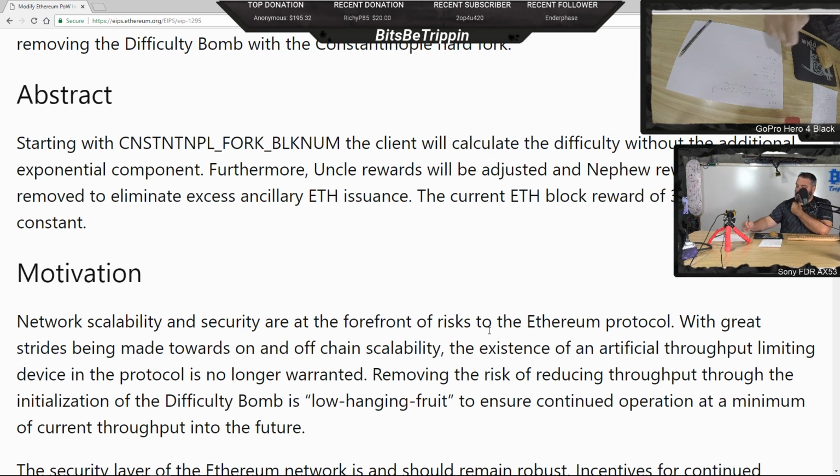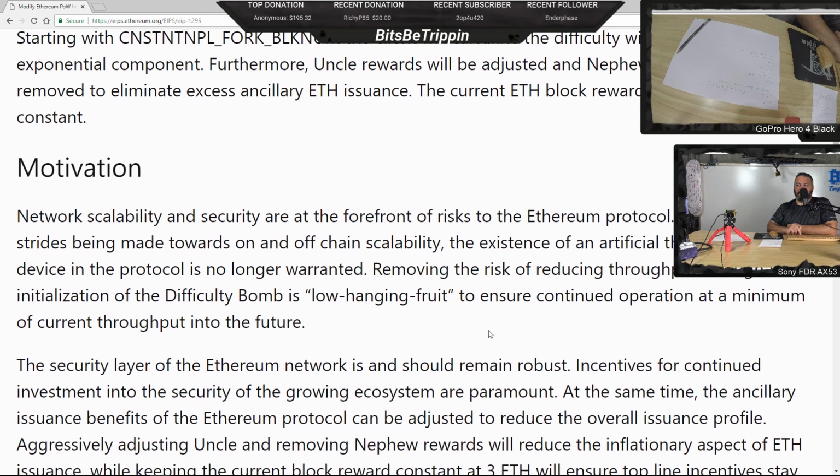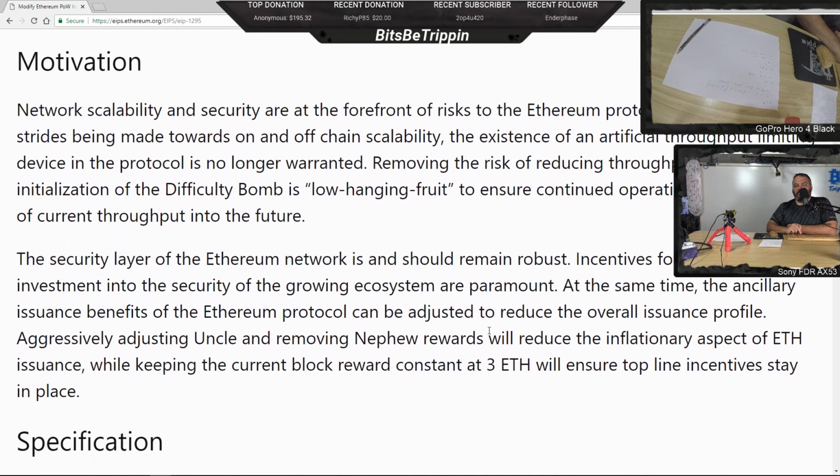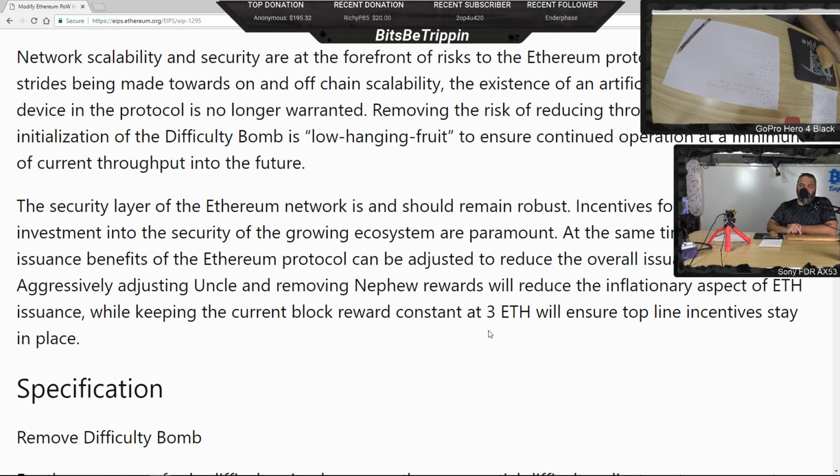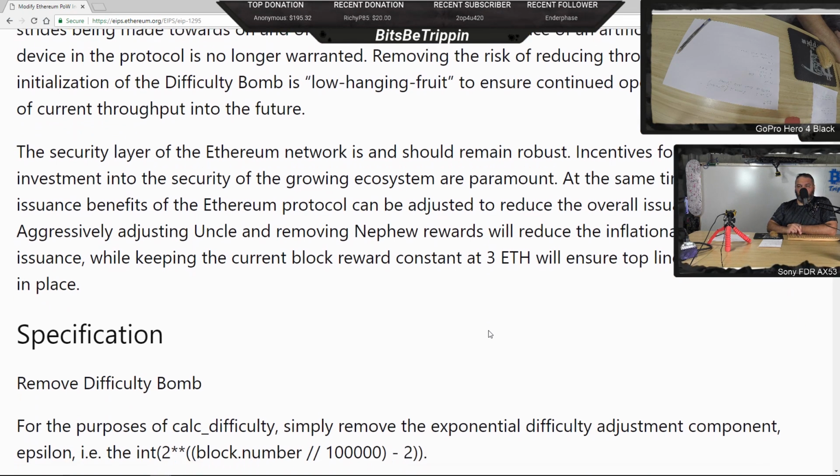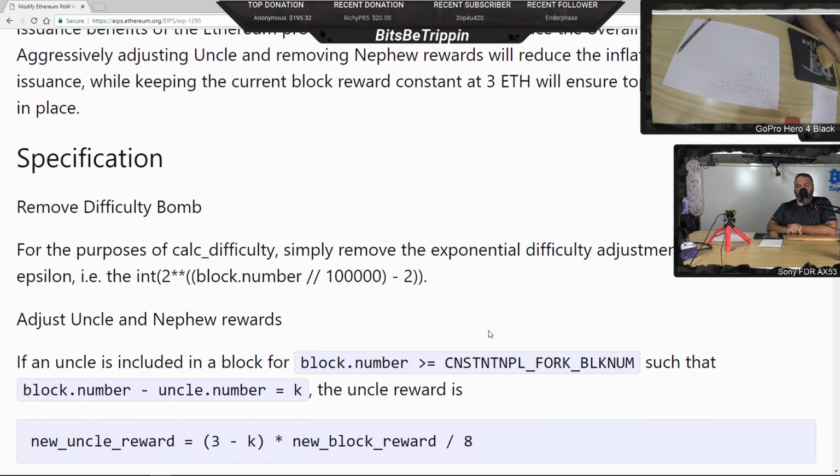So what they're proposing here is also an uncle reduction, and then a nephew removal. Nephews, I think, are very, very low amount already, but this would remove them completely, which at the end of the day is just removing the total amount of ETH assurance into the network. Network scalability and security are the forefront risk. More words about the incentives to do this.